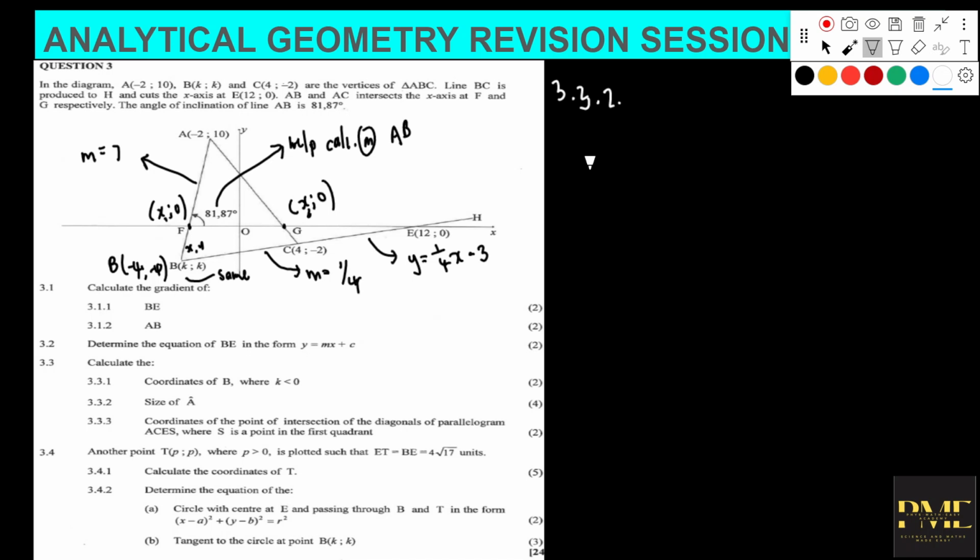Okay, so 3.3.2, calculate the size of angle A. Angle A, the one we are talking about, there on top. Feel free to pause the video at this stage, try to attempt to find A, and then you can come back and continue playing the video.